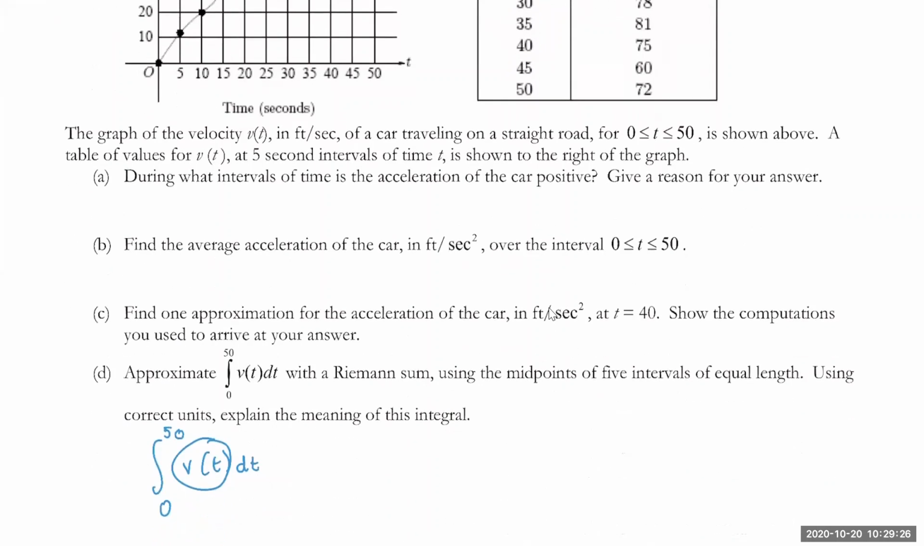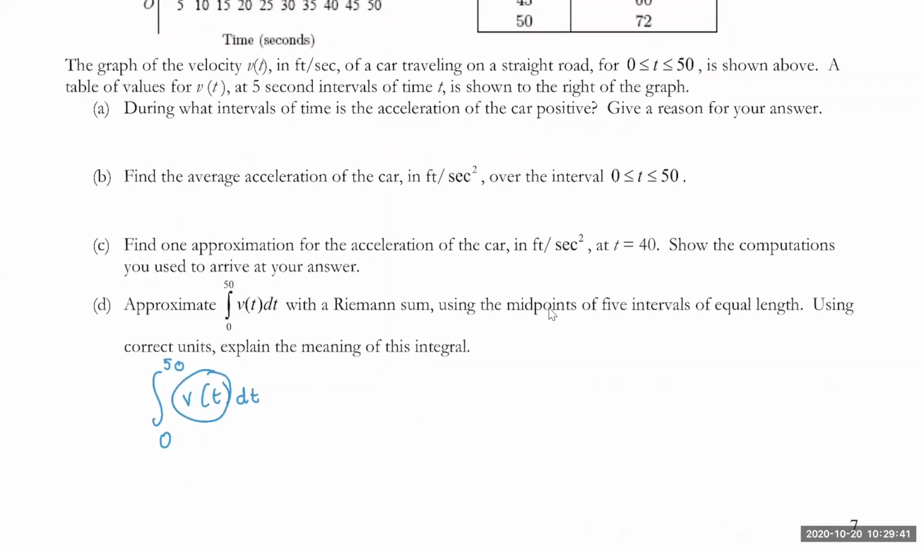And here, they want me to approximate this using a Riemann sum. So I know area of rectangles, and also by midpoints of the 5 intervals of equal lengths. Use correct units, explain the meaning of the integral. Okay, so let's first start off with, if I had 5 intervals and only 5 rectangles, what would my change of x be, or what would the width of my rectangles be?